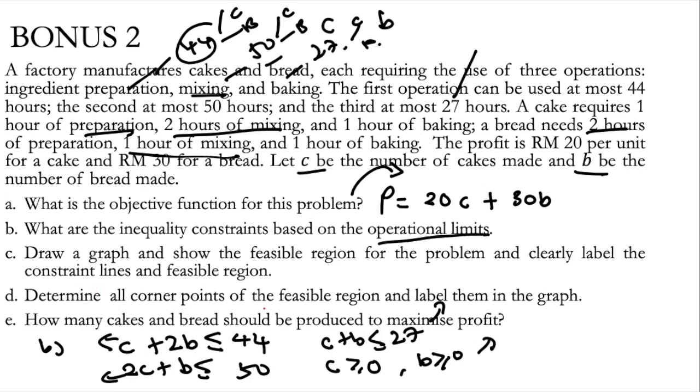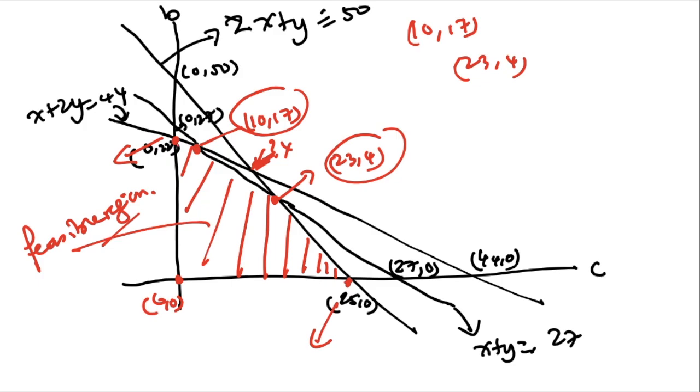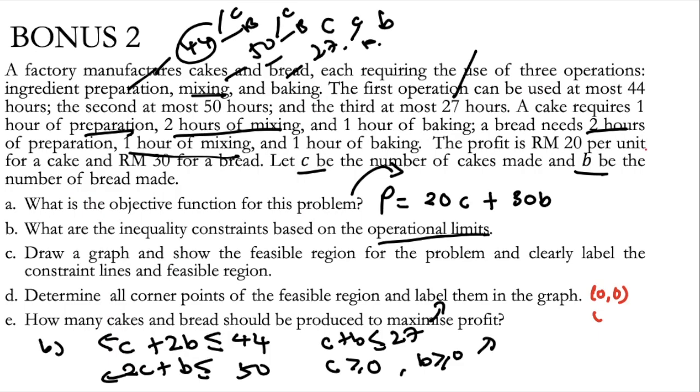finally, determine all corner points of the feasible region and label them in the graph. I have labeled them in the graph, but I just need to list down all of them. First, 0, 0. Second was what? Second was, if you look at the graph drawn here, 0, 22, 10, 17, 23, 4, and 25, 0. So here, 0, 0, 0, 22, 10, 17, and then 23, 4, and then 25, 0.